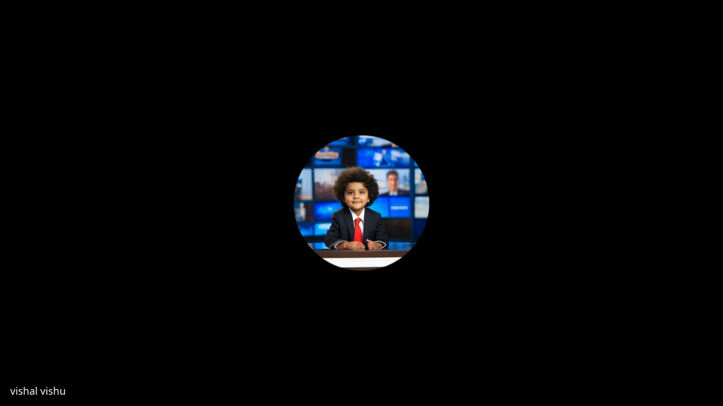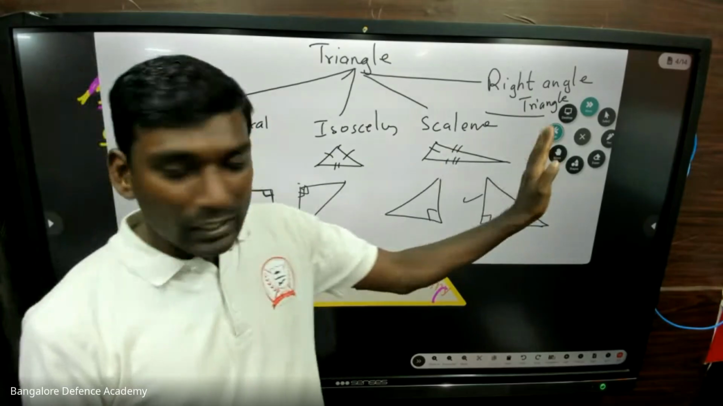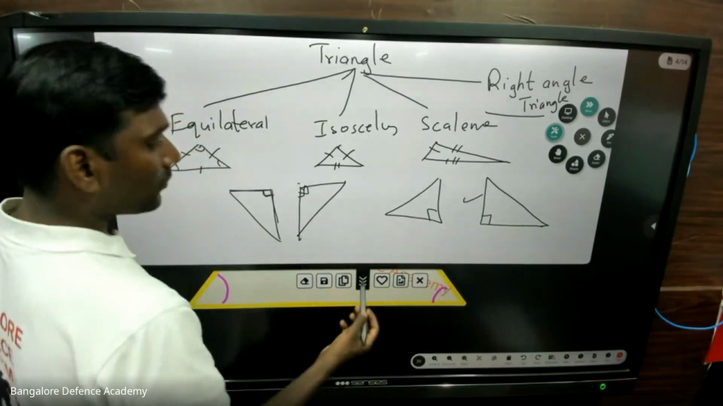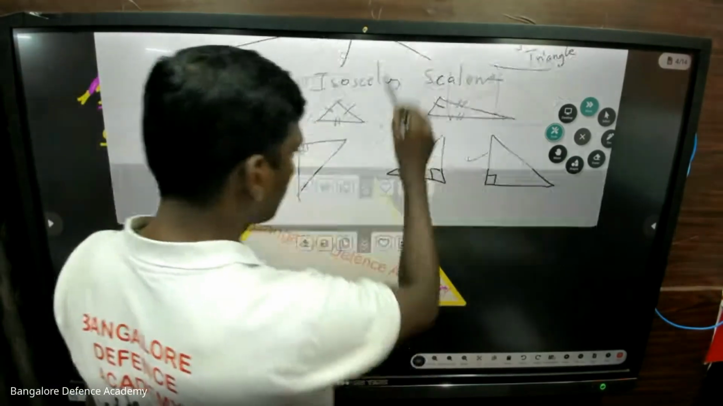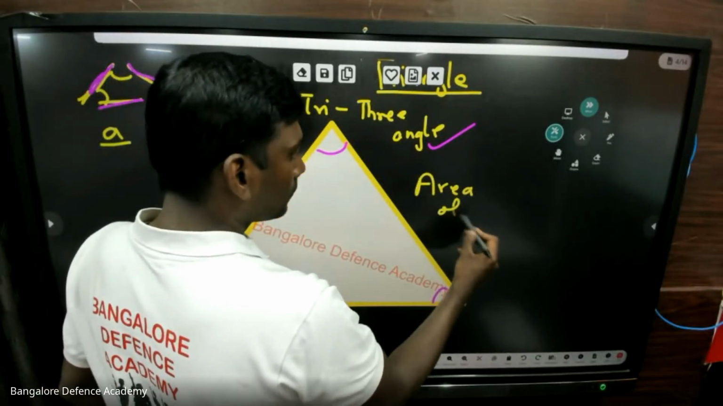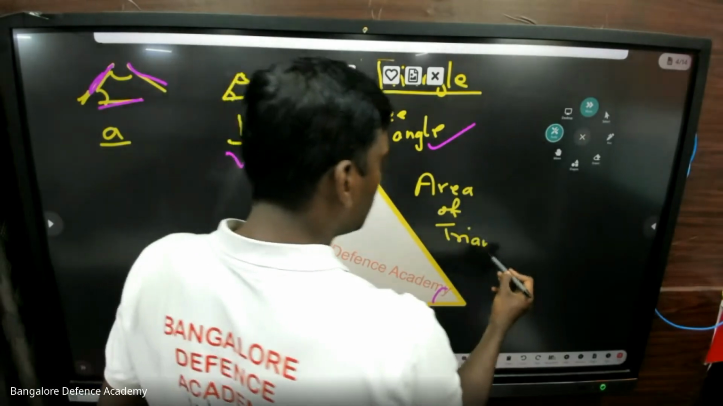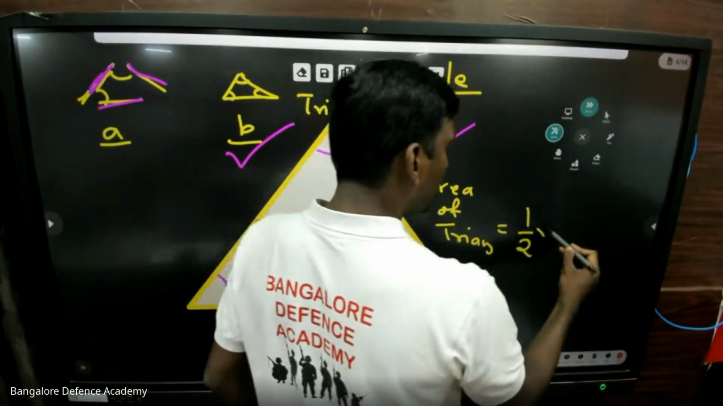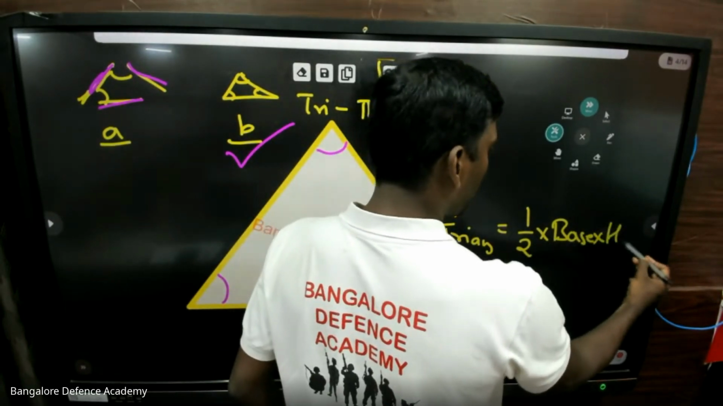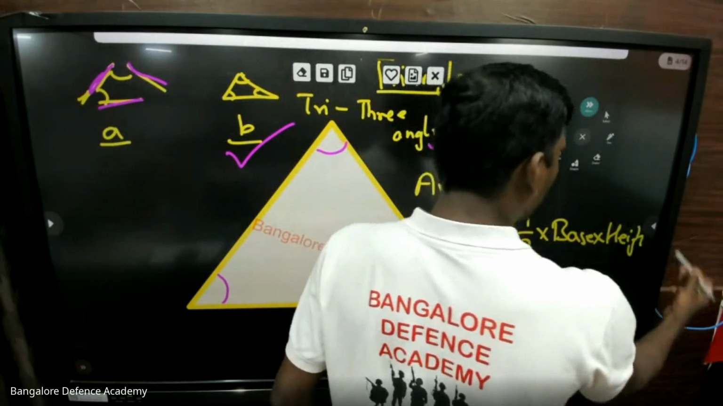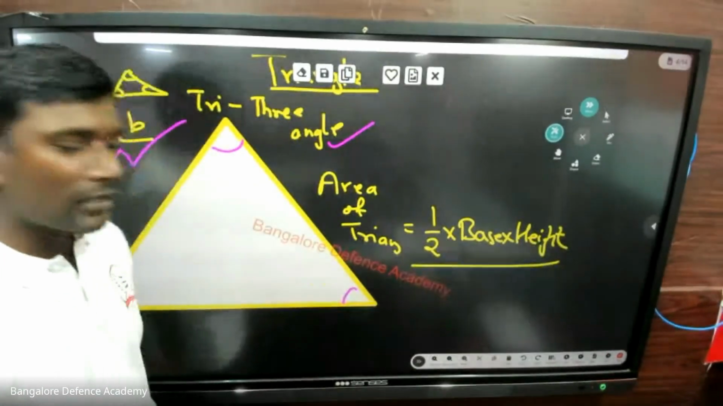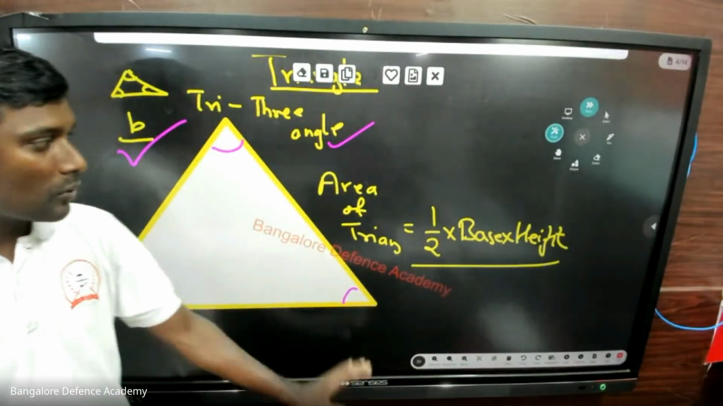Okay. Now, each type of triangle has different formulas, but for your examination, we are going to use a formula for the area of a triangle. Write down. Okay, area of triangle. Area of triangle is half into base into height. Half into base into height. This is the formula that is important in today's class.